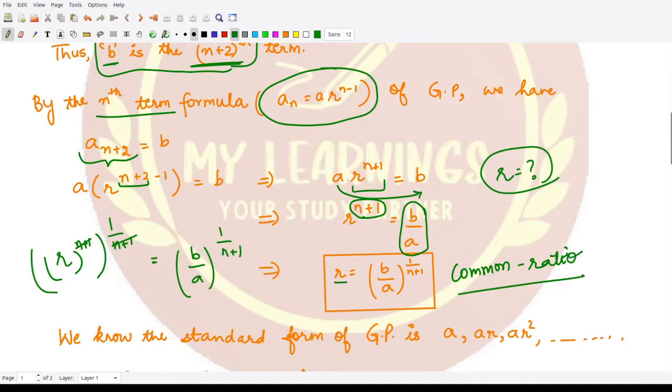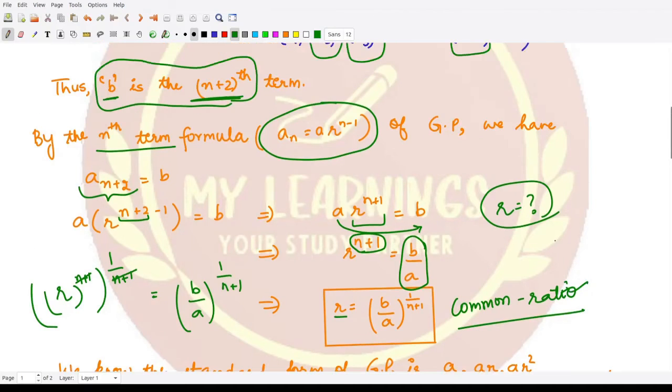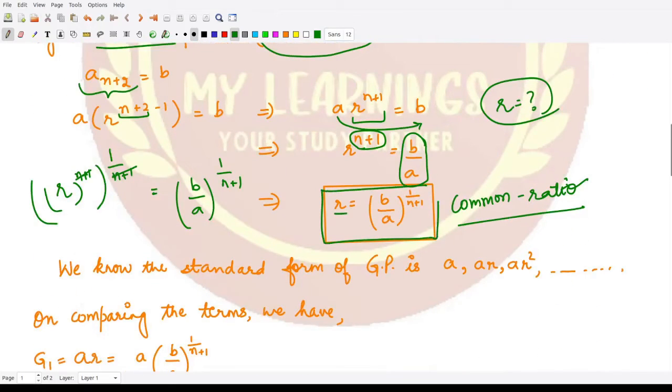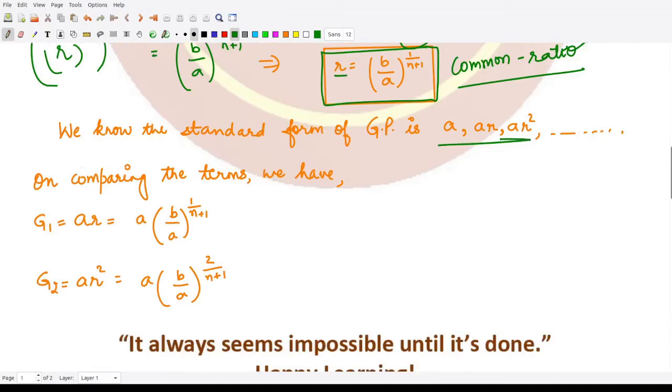This is the formula that we are deriving theoretically. For questions, you can directly calculate it. I'll show you in a moment how to solve questions. Okay, so this is the common ratio. Now once you know the common ratio, you can calculate all the terms A2, A3 and so on. Why? Because the standard form of GP is A, AR, AR square, up to AR raised to power n, then AR raised to power n plus 1. Now because you know the value of A, it is given to you, and you also now know the value of this common ratio, you can very easily compare the terms with this standard GP, and you can have all the terms.